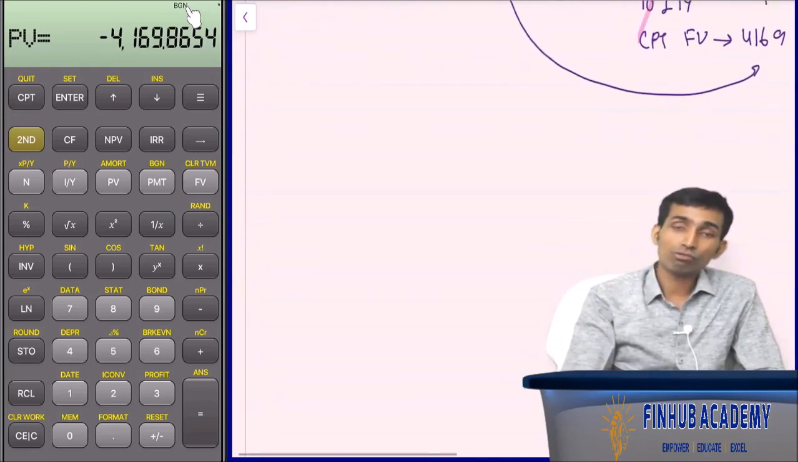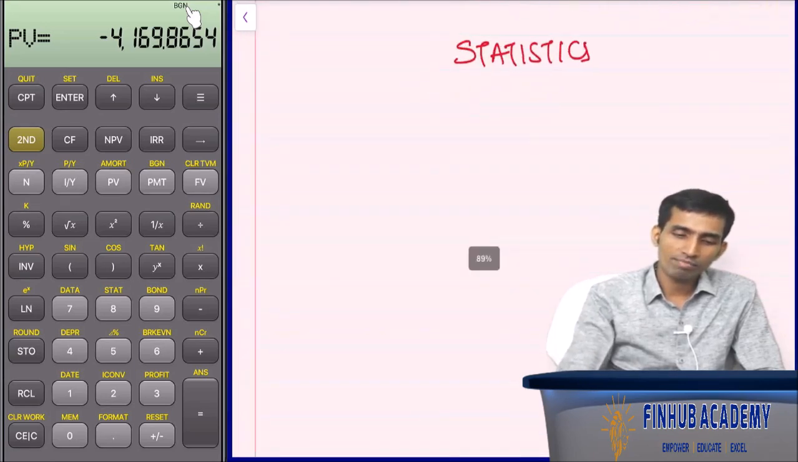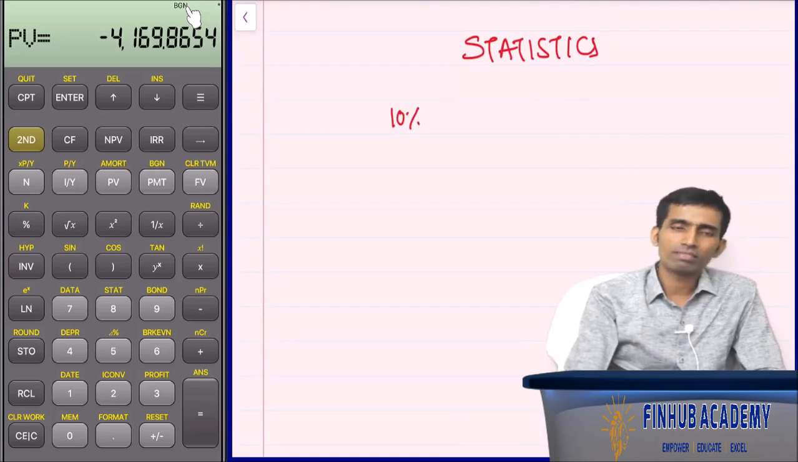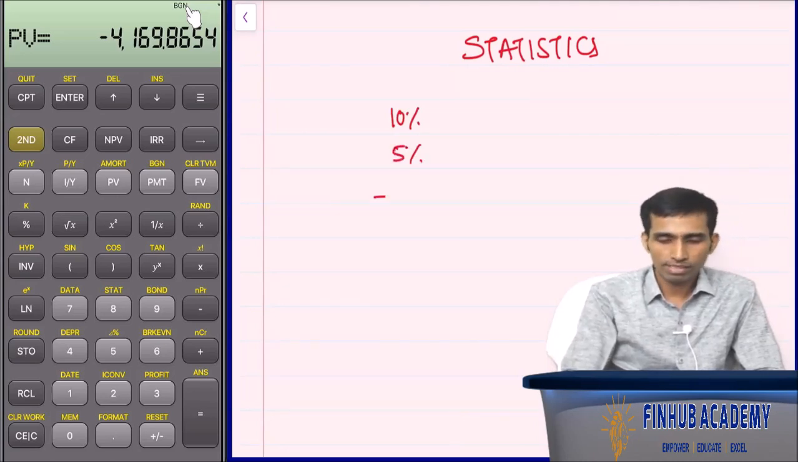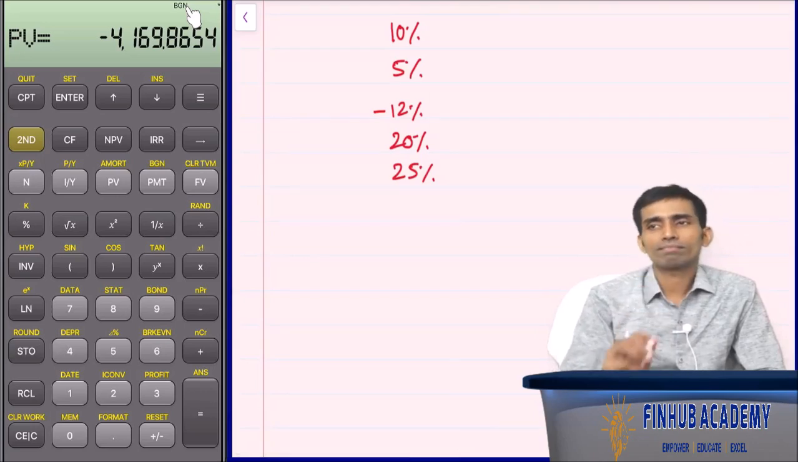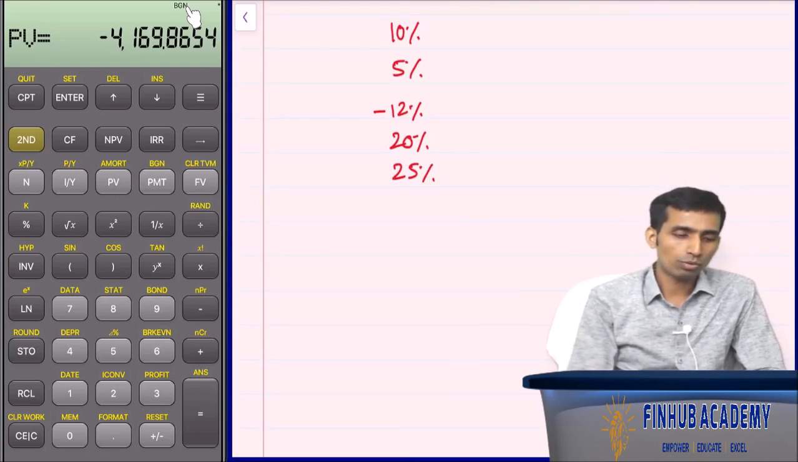Now going ahead, so we have understood time value of money. Going ahead, now coming to statistics. See, in statistics what happens? Let's say there is a stock, it has given you returns over 5 years: 10%, let's say 5%, then minus 12%, then 20%, then 25%, something like this. And I have to calculate what? The average. So I'll show you how to do this.